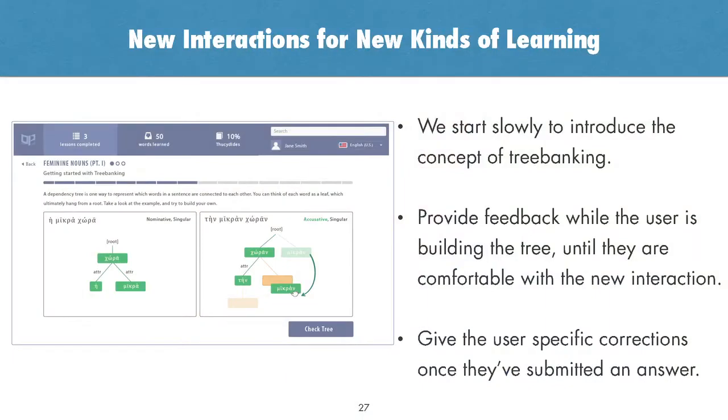Lastly, new interactions for new kinds of learning. This is exciting because we want to introduce treebanking and building parse trees very early on, so it becomes comfortable and natural as they're learning the grammar itself. Another exciting part about this is that we can give them specific corrections and really coach them through this process in an automated way. So that's one of the interesting ways that we get to create a new experience for the user. And of course, creating this on mobile and tablet is going to be an extra interesting challenge.